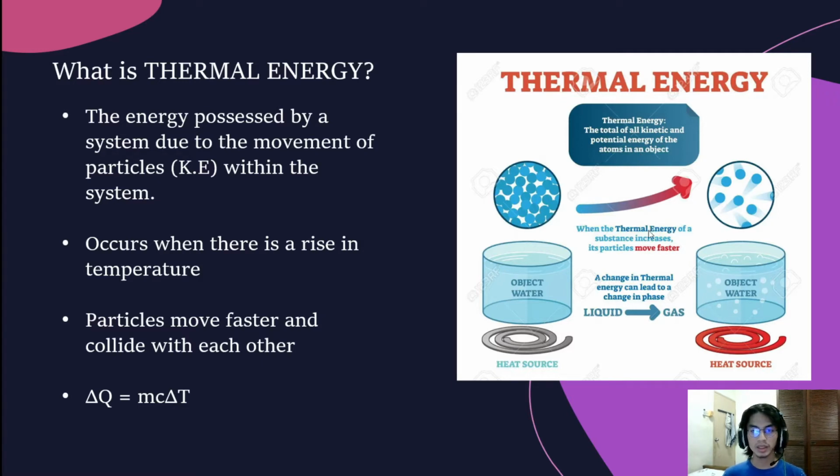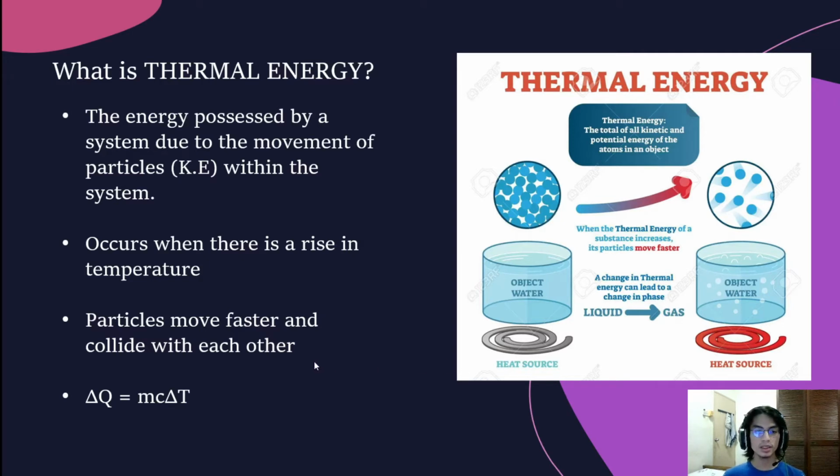So when thermal energy increases, the particles will also gain movement speed. Their movement will become faster, and when there is a change in thermal energy, this can also lead to a change in phase. For example, a liquid can turn to gas when there is thermal energy present. So water can change to vapor and so on.